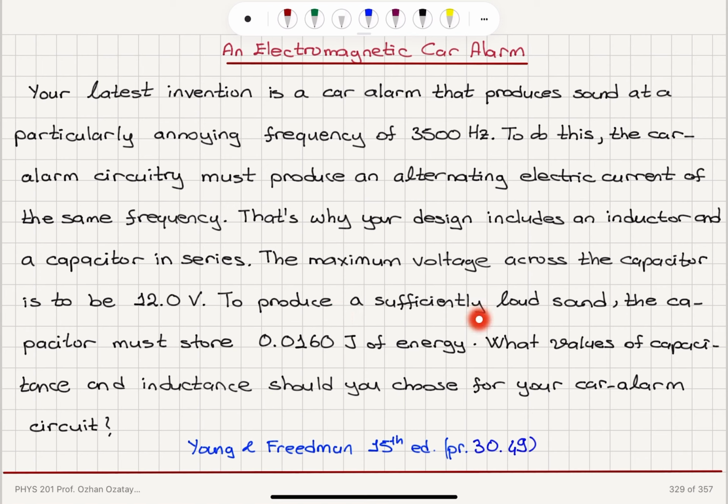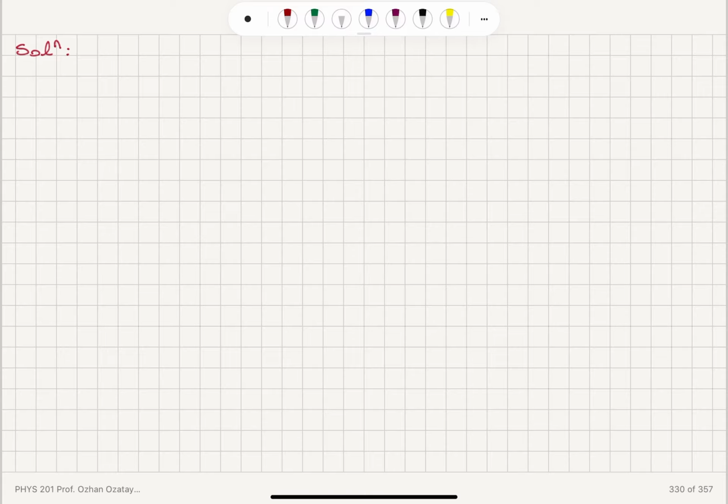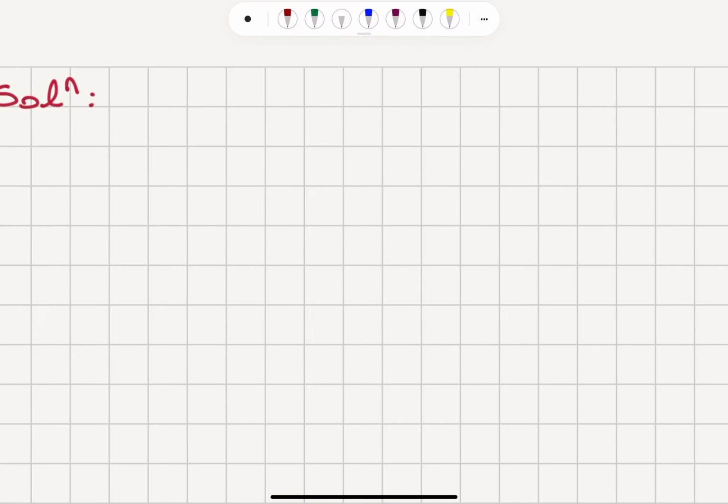To produce a sufficiently loud sound, the capacitor must store 0.016 joules of energy. What values of capacitance and inductance should you choose for your car alarm circuit? Let's recall the energy stored in a capacitor.